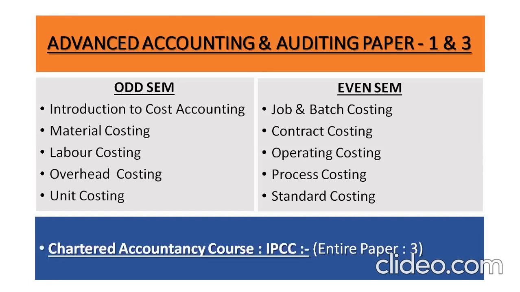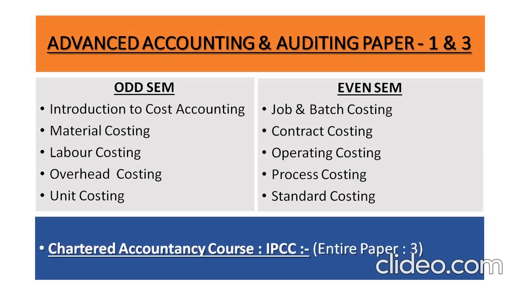Next, you are going to study overhead costing, as we hear these days that overhead cost is increasing day by day. So how we are going to control the same will be taught to you under this heading. And lastly, you are going to learn unit costing, in which you learn how to calculate the cost of a product. In the even semester, we are going to have certain topics like job costing and batch costing.